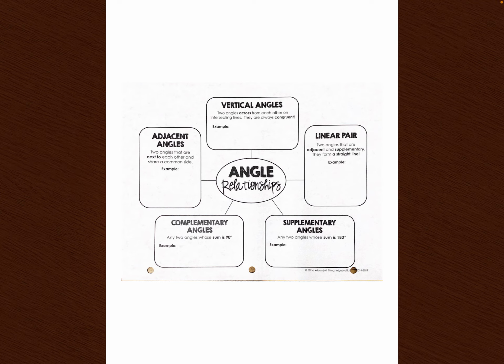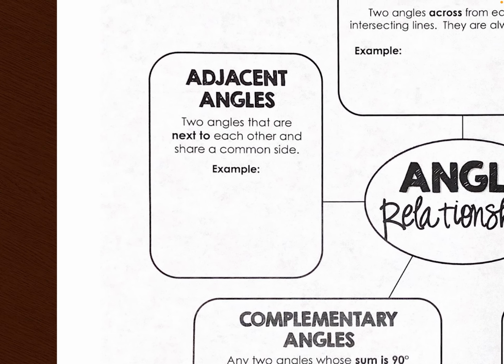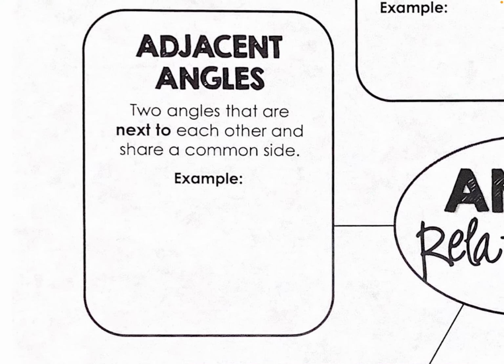So today we're going to talk about angle relationships, and as you can see from our graphic organizer, there are 5 types that we're going to be looking at today, and then we're really going to focus on 3 out of the 5. So let's take a look at these. The first kind is adjacent angles.